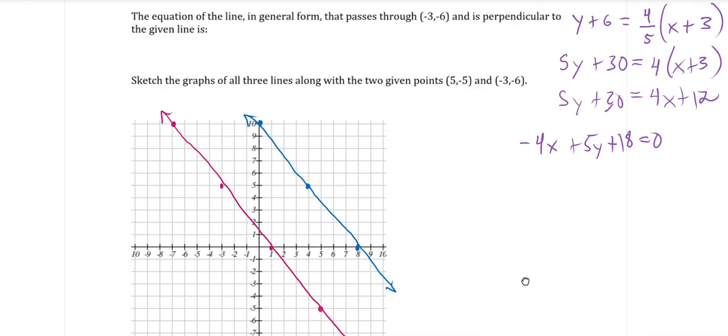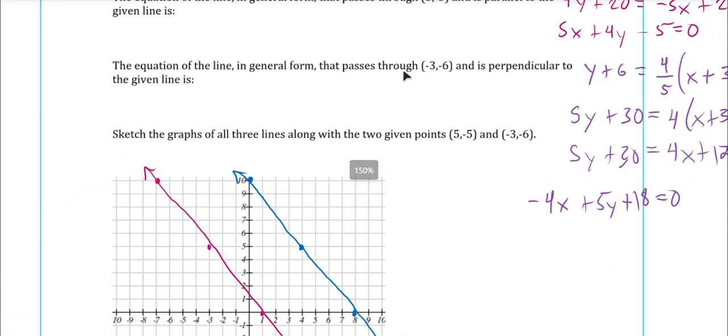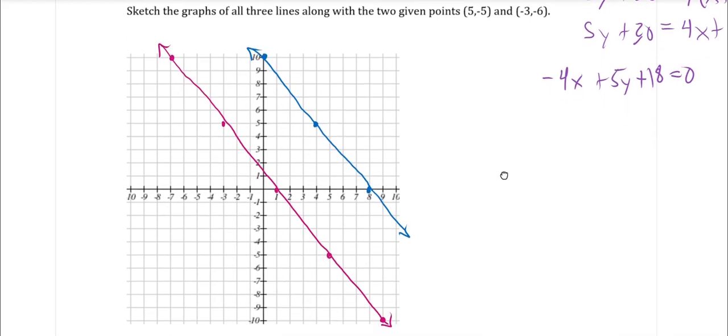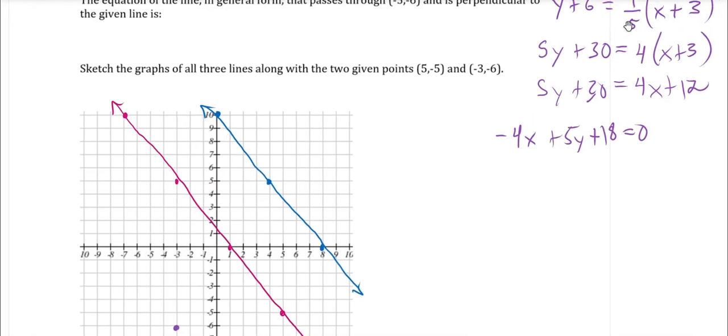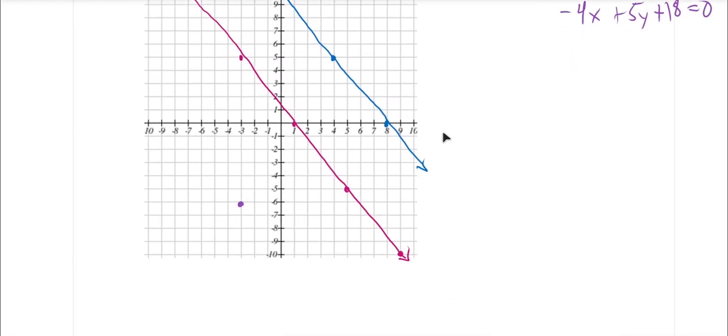Finally, let's graph the perpendicular one. We know it's perpendicular and goes through minus 3, minus 6. Minus 3, minus 6 is right here. And it's perpendicular, meaning this one has a negative 5/4 slope. So we're going to put positive 4/5 for our slope. So that means going over 5 units, 1, 2, 3, 4, 5, and up 4 units, 1, 2, 3, 4. Here we are, over 5, up 4, and so on.